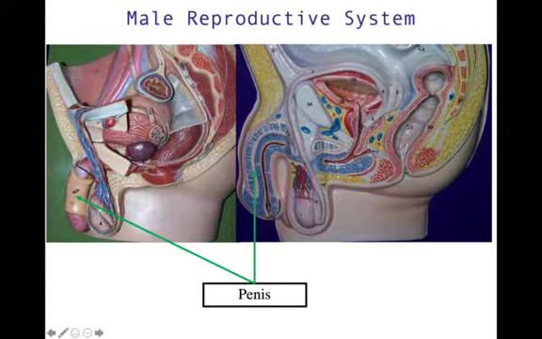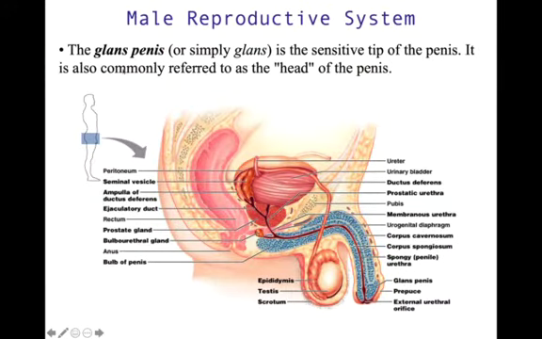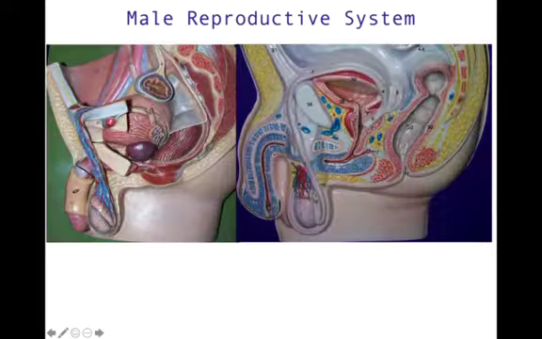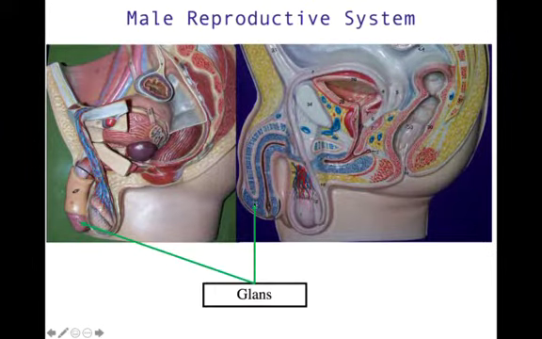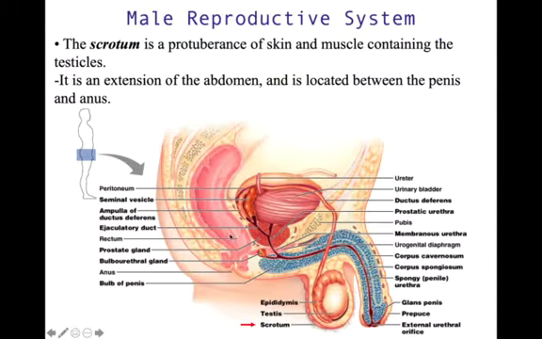Now the tip of the penis is going to be analogous to the clitoris in females. The tip of the penis is called the glans, or the glans penis. So here and here we call that the glans.